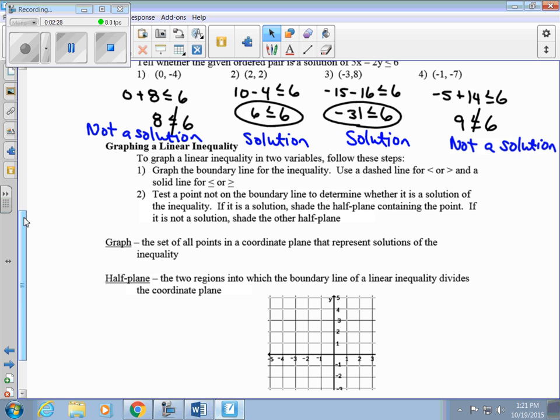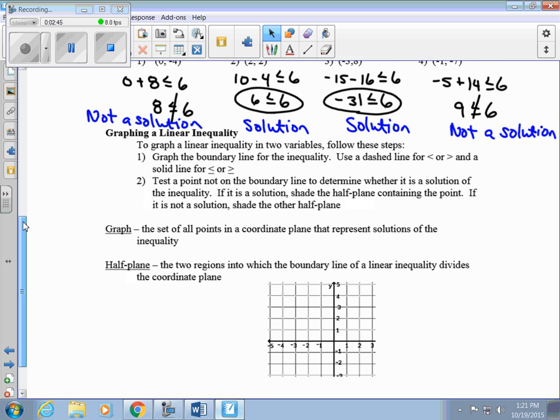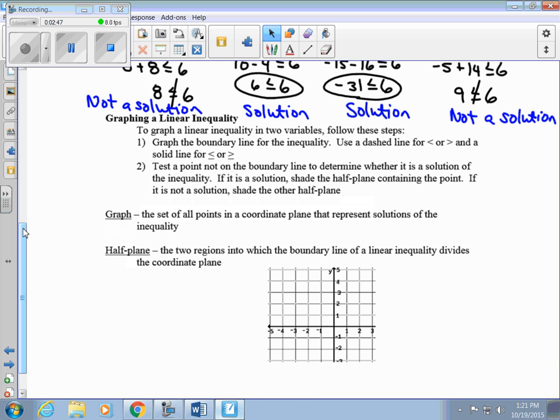So that means if it's on a dashed line, your solution will not be on the line. And a solid line for less than or equal to or greater than or equal to. So a solid line would mean any point on that line is a solution. Just like when we have the open circle and the filled in circles when we did our inequalities earlier. Step 2 says we're going to test a point not on the boundary line to determine whether it's a solution of the inequality. If it is a solution, you're going to shade the half plane containing the point. If it's not a solution, you shade the other side.